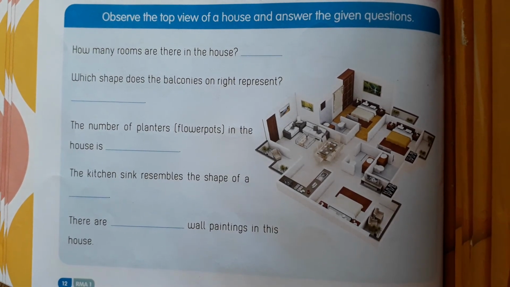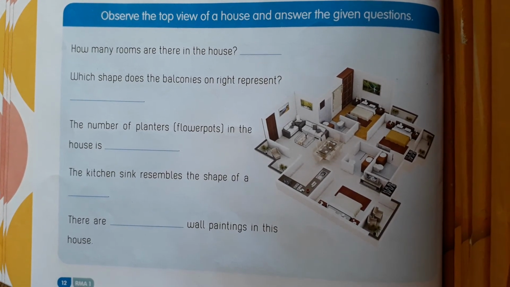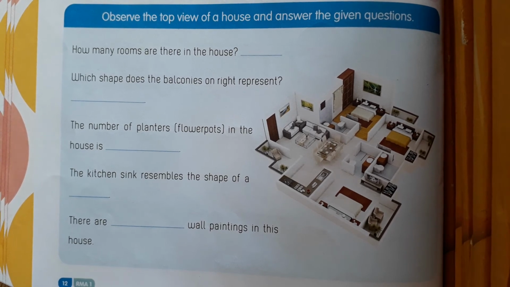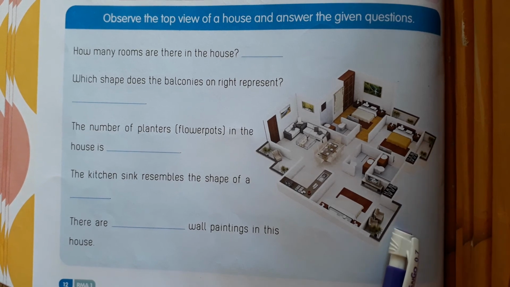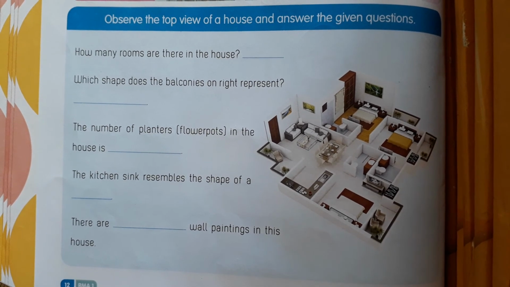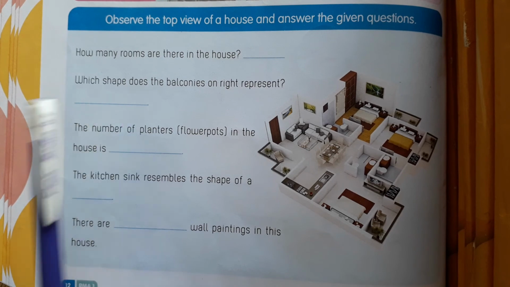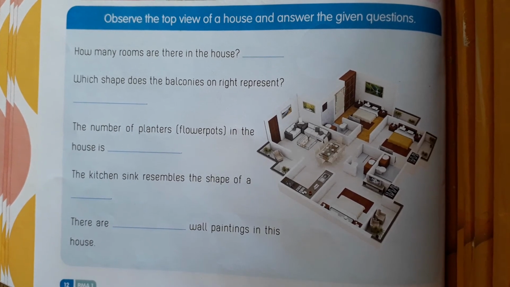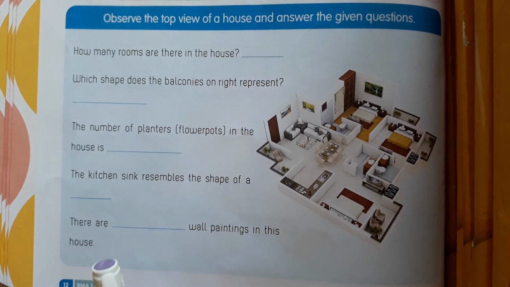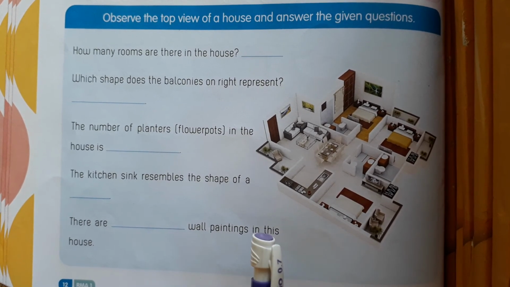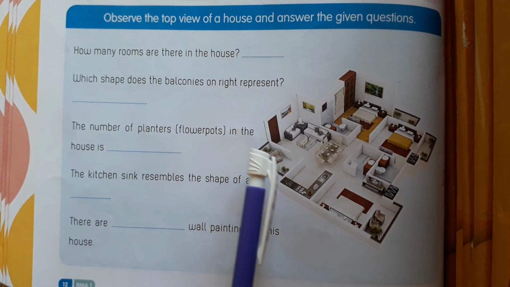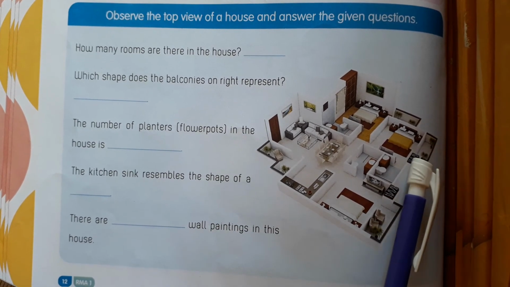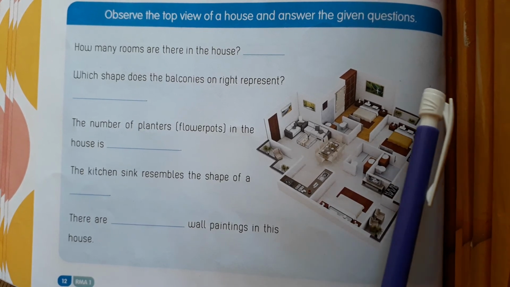Which shape do the balconies on the right represent? The right side balconies represent which shape? A rectangle shape. Write rectangle here. The number of planters, meaning flower pots, in the house is. How many planters are there in the house? Count. 1, 2, 3, 4, 5, 6, 7.